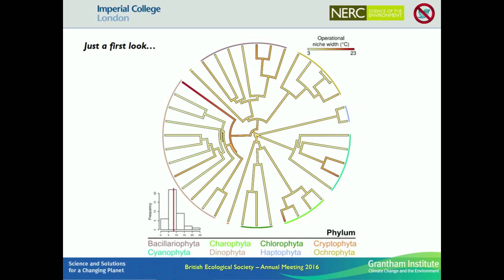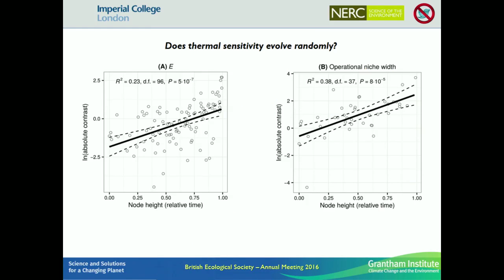So to be more quantitative about this, we first decided to ask whether thermal sensitivity evolves in a random and constant manner. This can be answered with the node height test that you see here. On the y-axis, you see the contrasts of the values of the trait corrected for phylogenetic relatedness. So if two species are very close in the phylogeny, you would expect their trait values to be very similar, and vice versa. And on the x-axis, you see the position of the contrast in the phylogeny. So if the evolution was random and constant, we would see no relationship between these two axes.